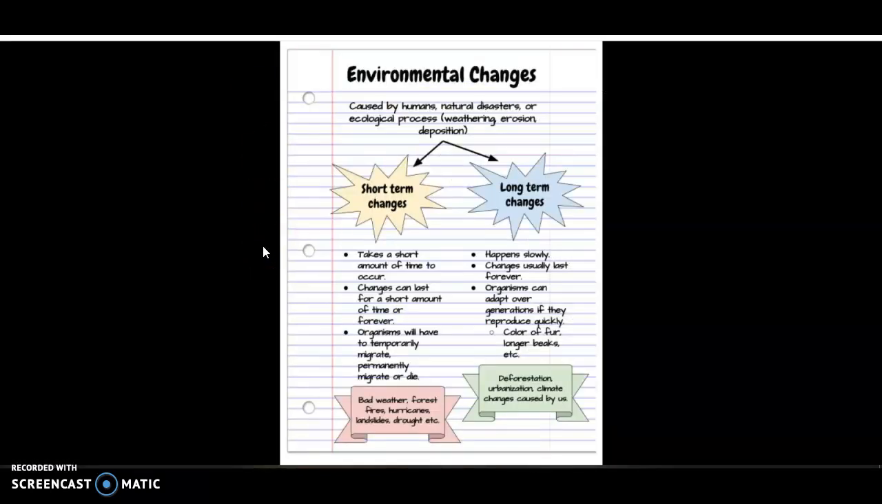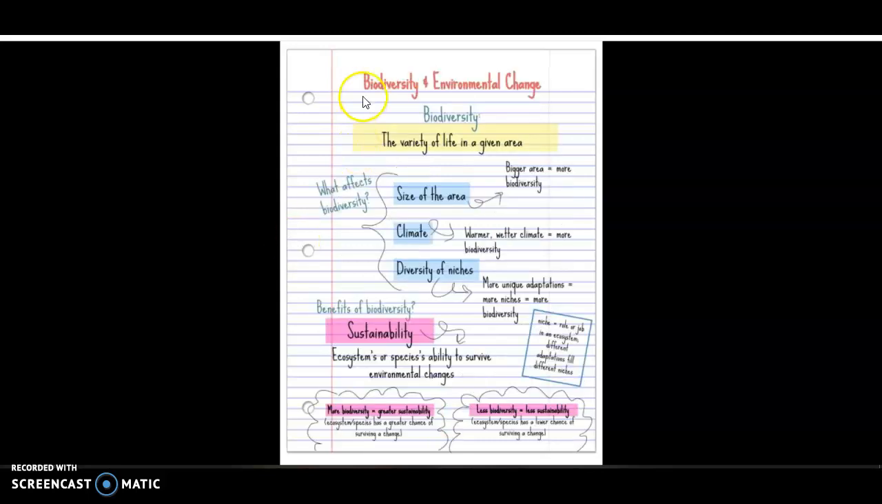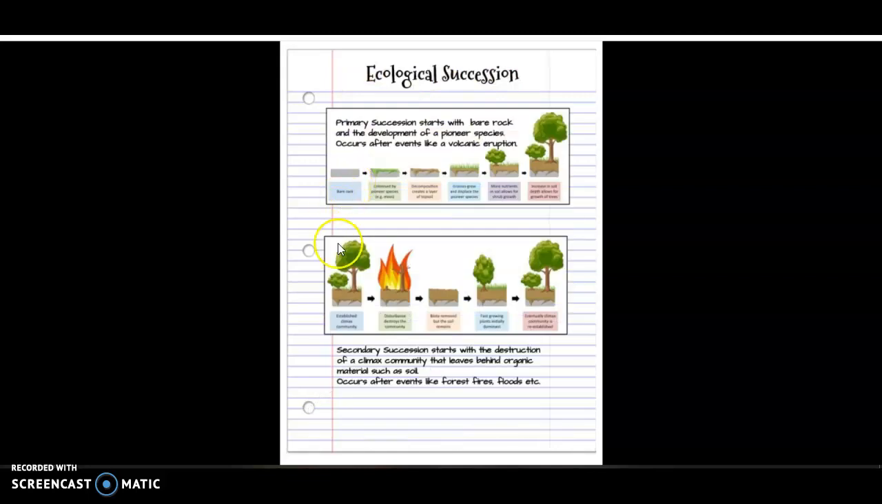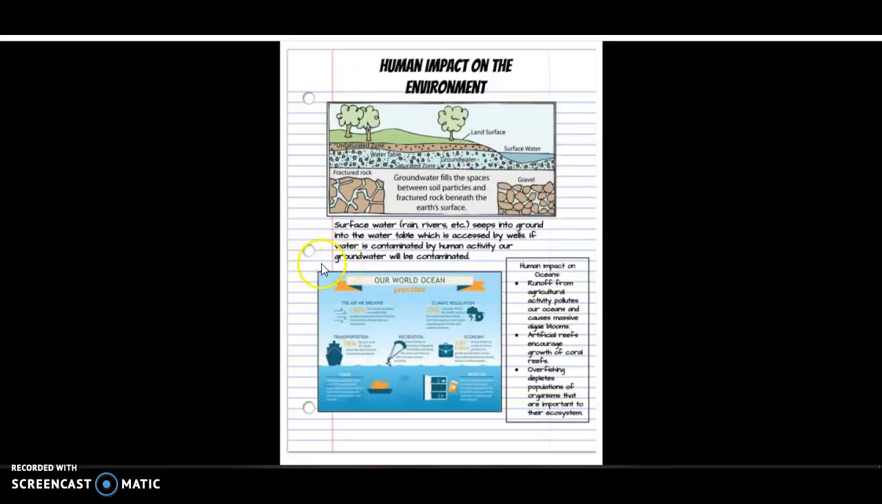So then in level 2, I already sent you the video about environmental changes, so you can go back and watch all of that, looking at biodiversity and environmental change, ecological succession. And then the last level was about human impact on the environment. So we can look at water quality in our groundwater, in our aquifers, but we can also look at surface water, mainly the oceans. So humans depend on this groundwater for drinking water and the use in agriculture and farming and ranching.